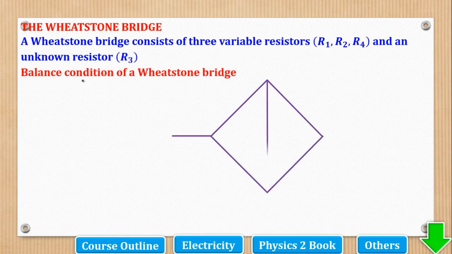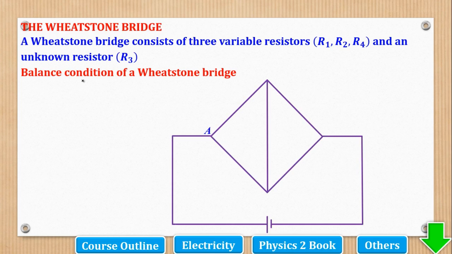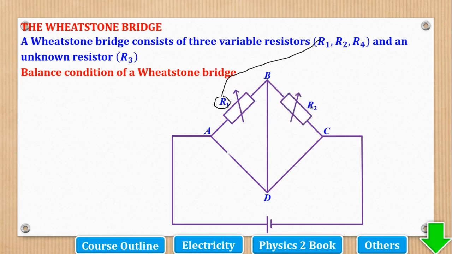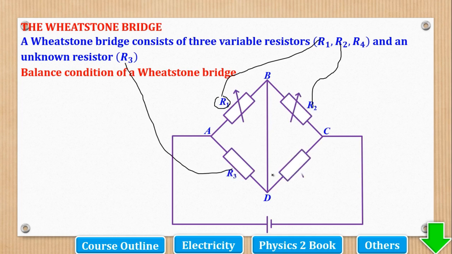This is the circuit of how the resistors in a Wheatstone bridge are set up. There are 4 resistors. There is R1, which is this, and it is variable. There is R2, which is that, and there is R3, which is that, and there is R4, which is that.